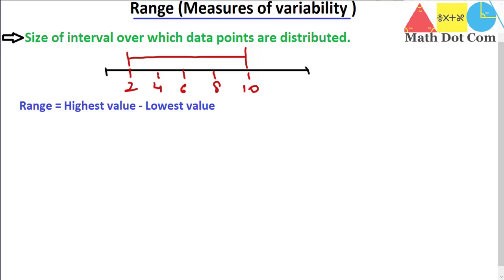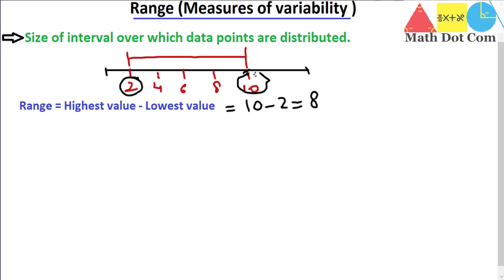So if I use the data set that I have made already on the number line, the highest value in the above data set is 10 and the lowest value is 2. So 10 minus 2 is equal to 8. So 8 is the range of the given data set, and it is basically measuring the width of the distribution, how far away the values are spread out in the given distribution.